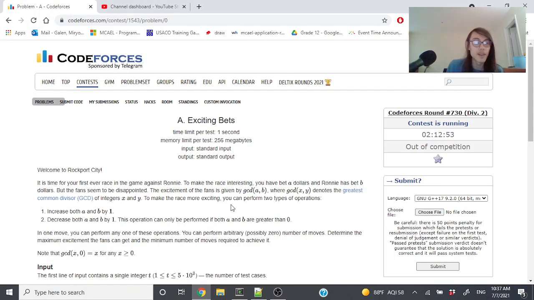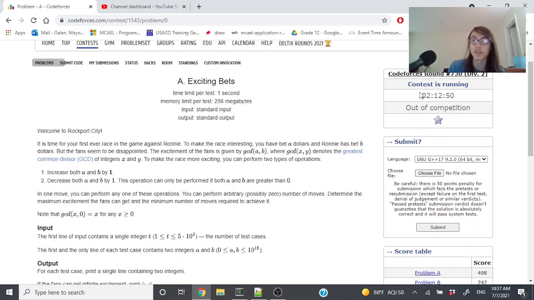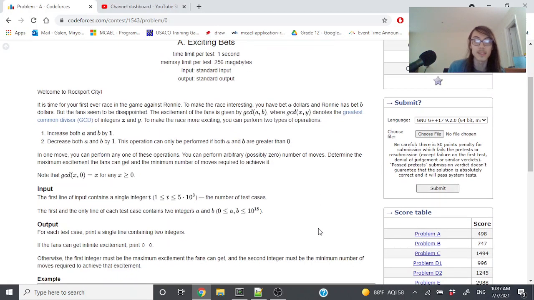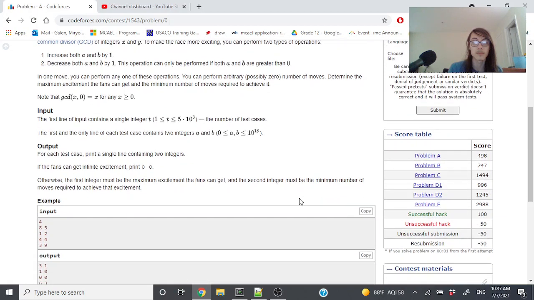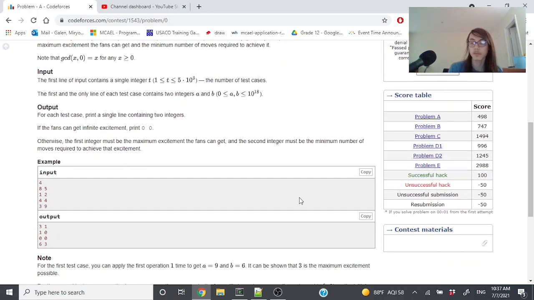Let's go. Welcome to Rockport City. Round 7:30 is now. To make the race interesting, you have A and Ronnie bets B. Excitement in the fans. The maximum excitement the fans can get and the number of moves required to achieve it. It's going to be related to the difference between the two. So the best you can do is the difference between the two.